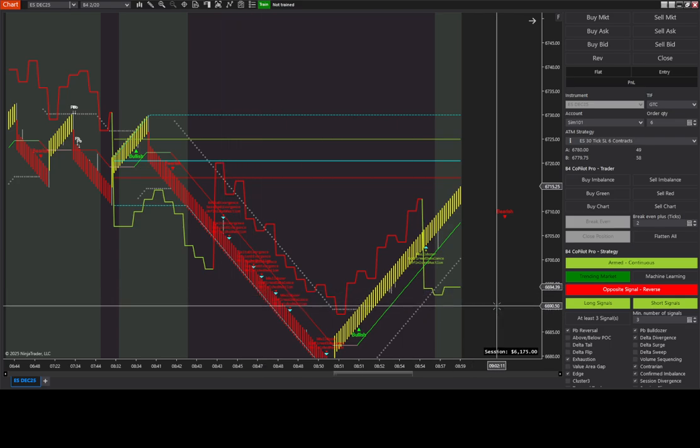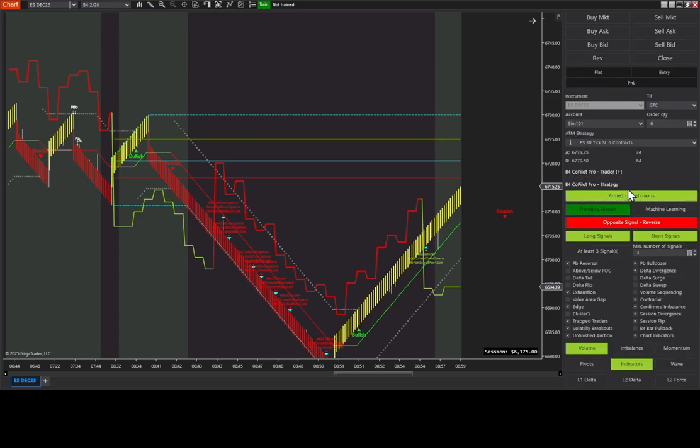Now I have B4 CoPilot Pro turned on here. Let me minimize this so you can see the full strategy section right there. All right, so what you're seeing, you've got the trend background, which is right here. That's all part of your B4 CoPilot Pro.